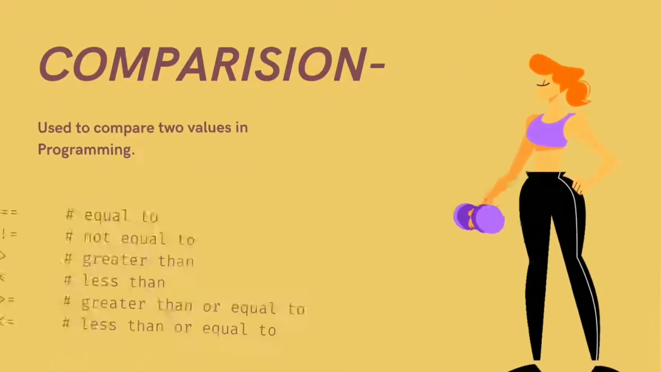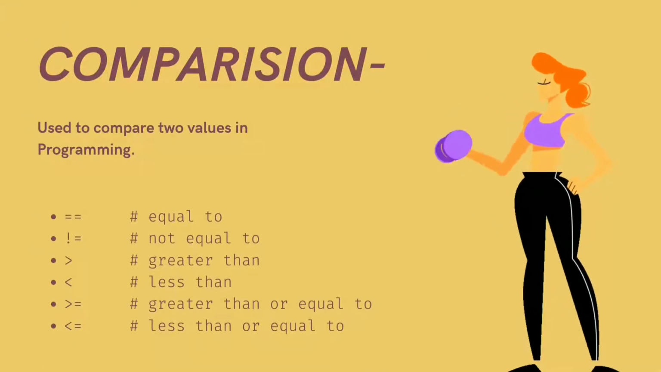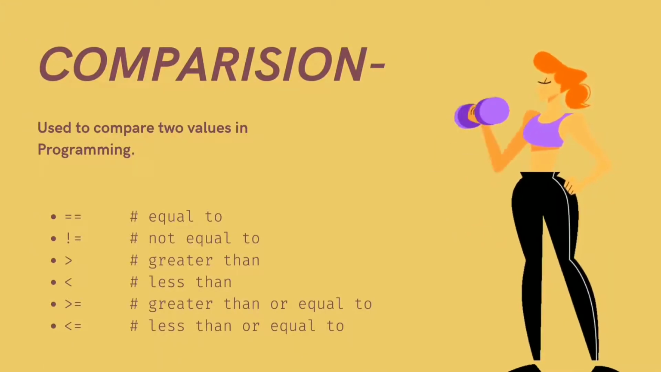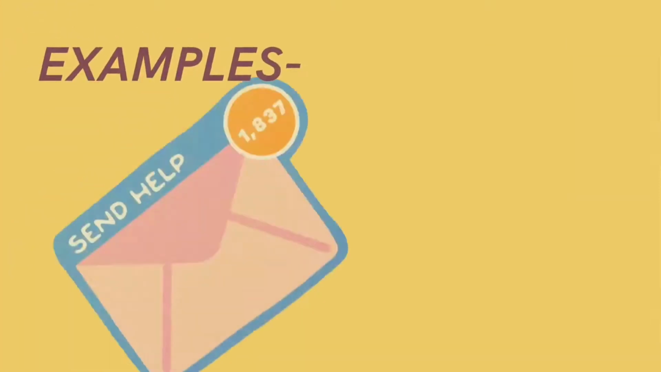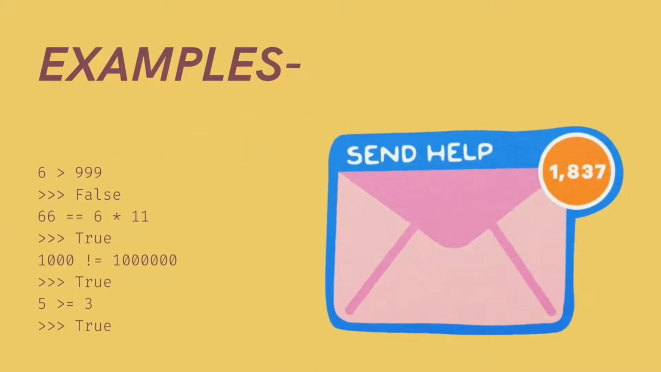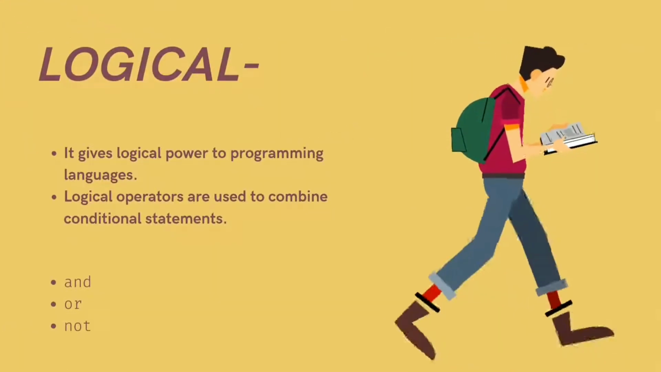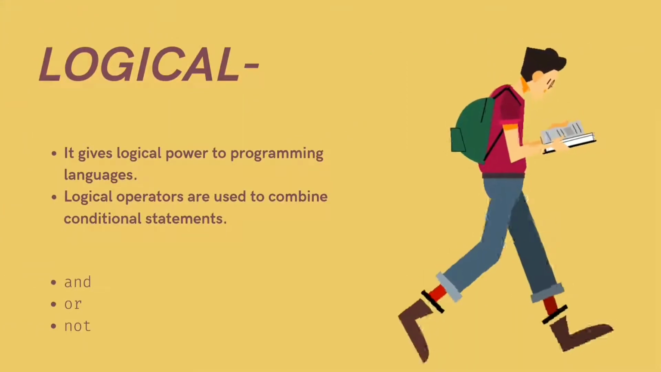Let us look at comparison operators. These are used to compare two values in programming, as the name suggests. The first one is equal to. We have not equal to, greater than, less than, greater than or equal to, and less than or equal to. We have some examples here where we check whether 6 is greater than 1999. No, it is false. And here we have 66 equals 6 times 11, and this one is true. We have other examples you can try out.